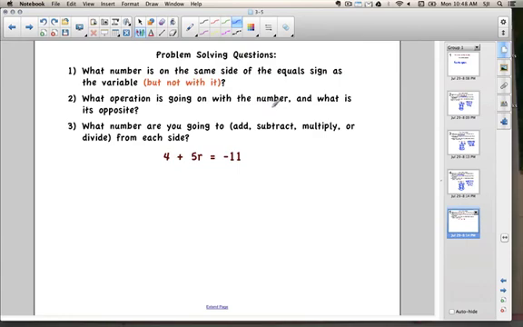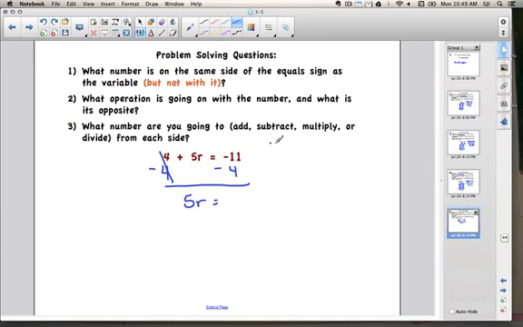What operation is going on with that number and what is its opposite? Well, this gets a little tricky because we see the plus sign, but it's actually after it, but it still does apply to the 4. So the opposite of adding 4 would be to subtract 4. So what number are you going to add, subtract, multiply, or divide from both sides? We're going to subtract 4 from both sides. These two are canceled out, so now I'm left with the 5r.